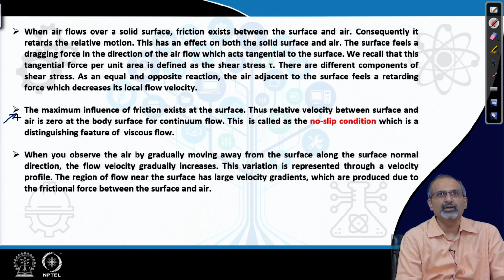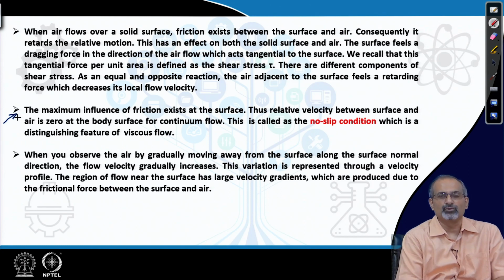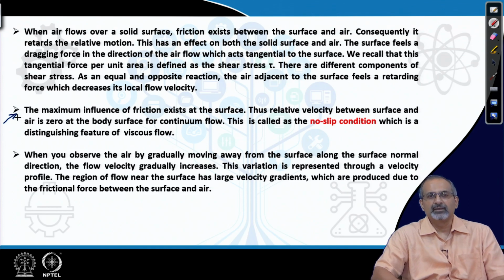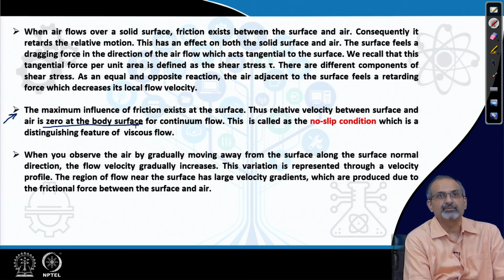This is a very important point. The effect is not equally felt everywhere, it is maximum at the surface. Thus, the relative velocity between the surface and the air becomes 0 at the body surface for continuum flows. When the air becomes rarefied, that means its density becomes significantly low, like for example, at higher altitudes within our atmosphere, then there could be some slippage at the wall. But for continuum flows, it is a 0 velocity at the body surface.